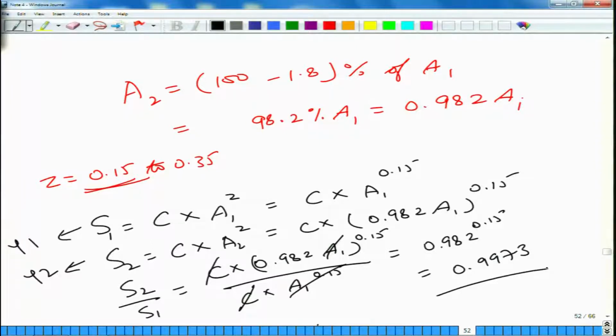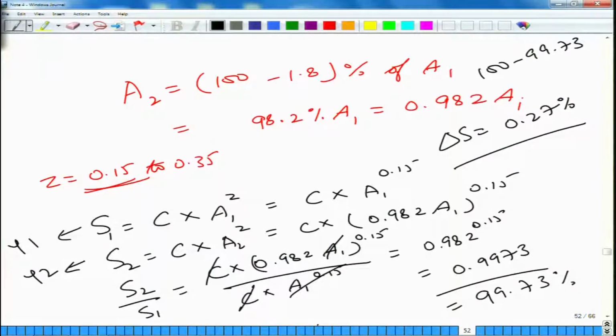Now, what does this mean? It means that if we consider just 1 year, from this year we have reduced our population from 100% to 99.73%. So, there is a loss of species that is given by 100 minus 99.73, which is 0.27%.